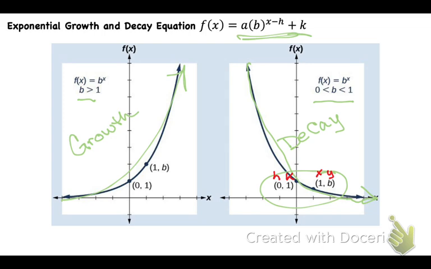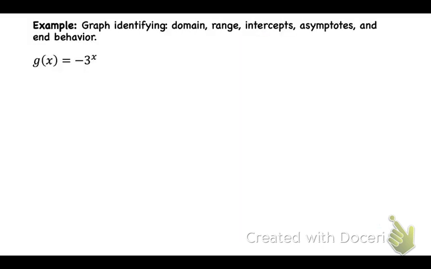Now you good? Okay, graph. Identify what's going to happen. Now, we're not going to make a table. We're going to go through our reasoning. So we're going to go through our f of x equals a b to the x minus h plus k. And we're going to move it around.